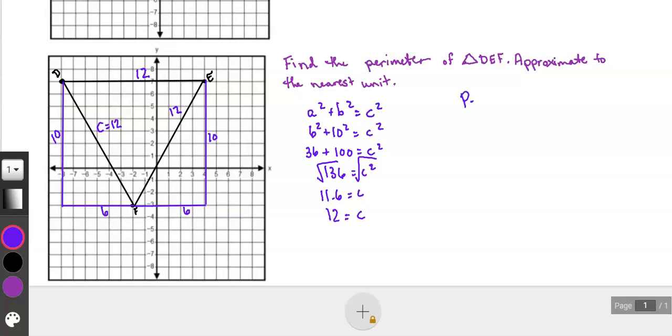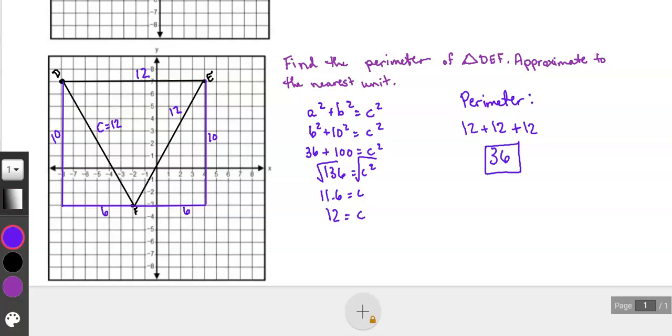So then if I'm looking for the perimeter, that just means to add up your side lengths. So to go from D to E to F and back would be 12 plus 12 plus 12. Now it's just coincidence that they all happen to be the same side length. They don't have to be, they just happen to be in this case. So if I add all of those together, I'm going to get 36.